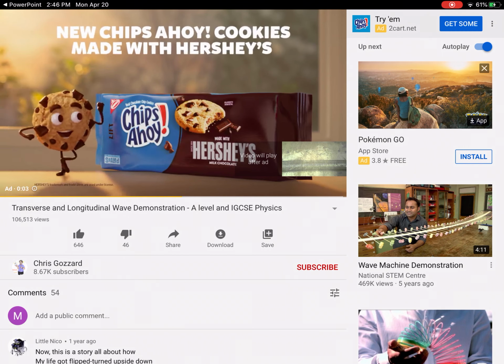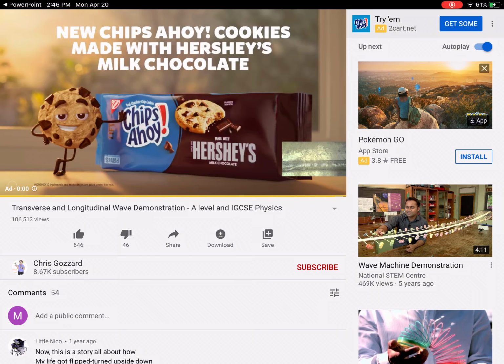New Chips Ahoy cookies made with Hershey's milk chocolate. I'm not advertising Chips Ahoy. I apologize. I thought it had already skipped.